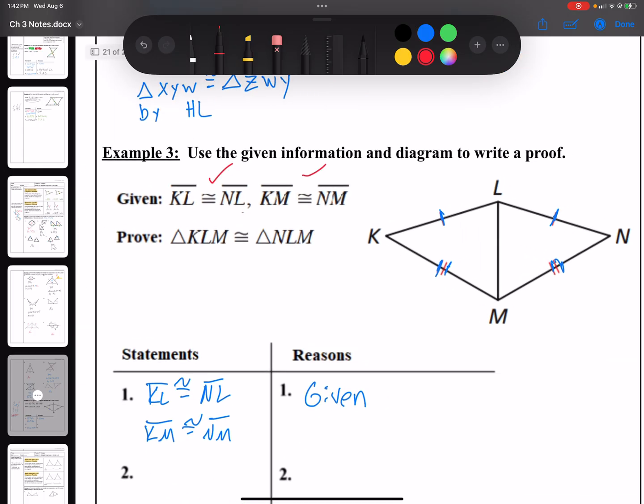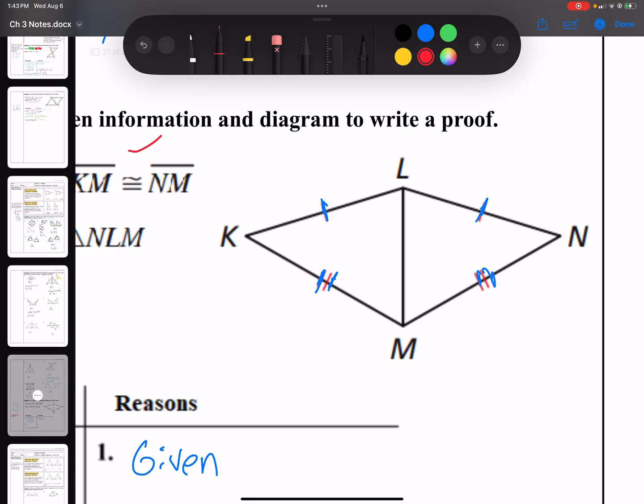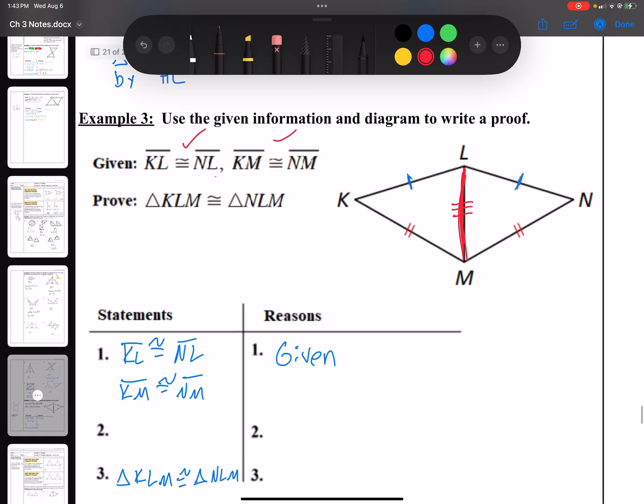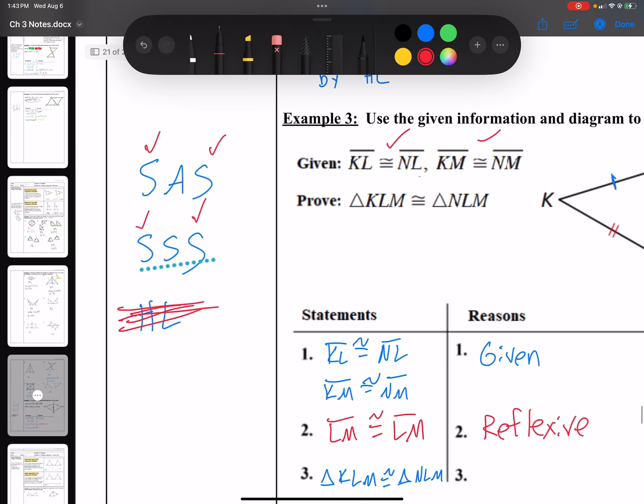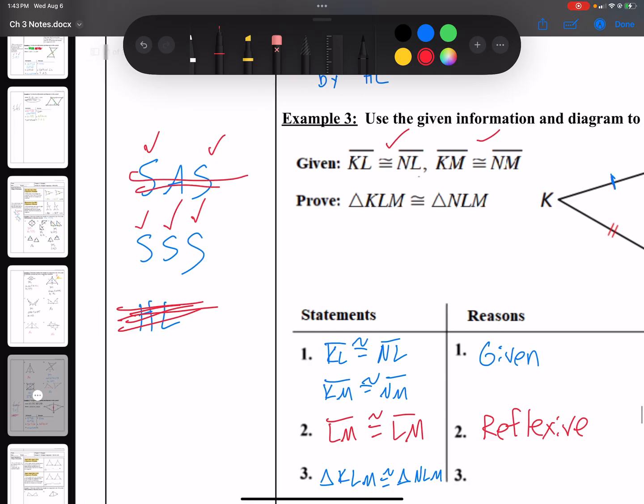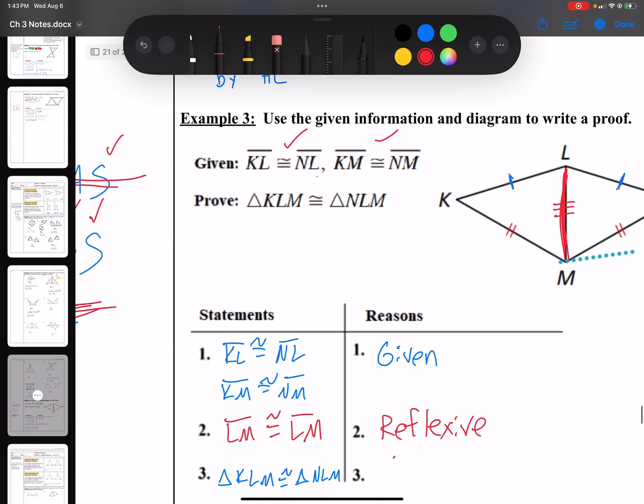Is there anything we notice in this diagram that we can mark? Well, isn't this a part of both triangles? It is. So guess what? I'm allowed to say that that side equals itself. LM must be congruent to LM by the reflexive property. And guess what? We're done our proof. We've now shown that they have three pairs of equal sides. So those triangles must be congruent by side, side, side.